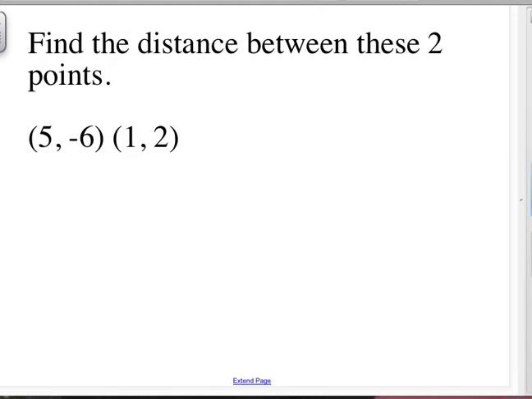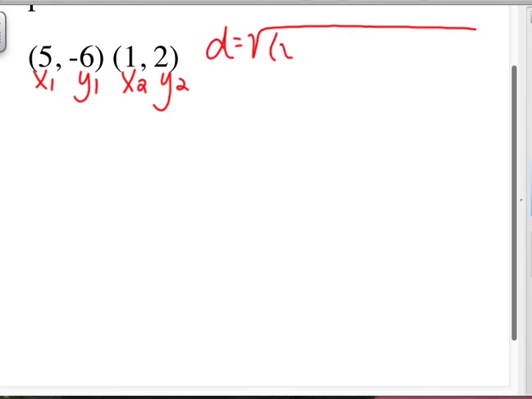So here's one. Let's do this one kind of from scratch. We're going to find the distance between these 2 points. I'm always going to tell you to label them x1 and y1, x2 and y2. Now I'm going to write the generic formula here, just so we can see it. It's x2 minus x1, and you've got to square that, added to y2 minus y1, which also has to be squared. Now we're going to plug our numbers in.